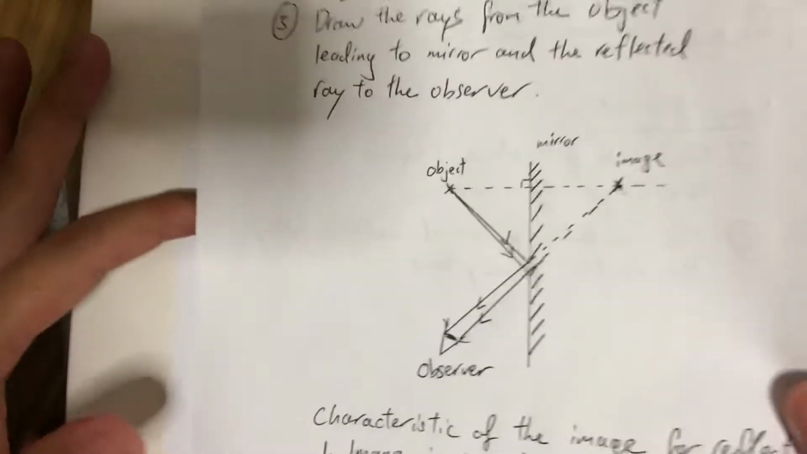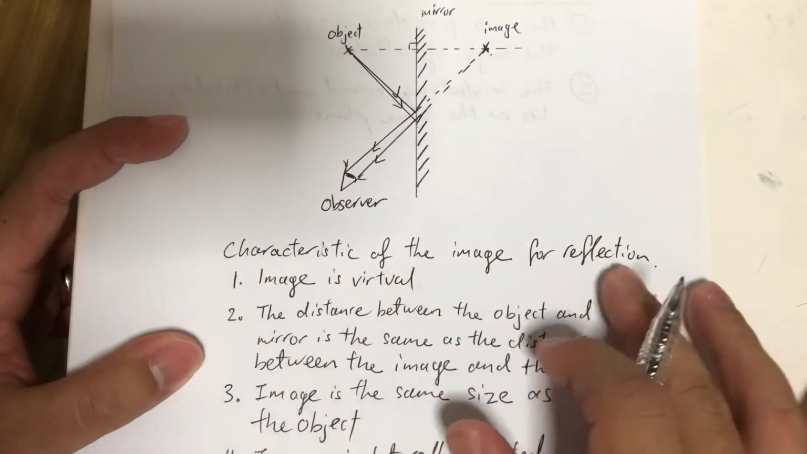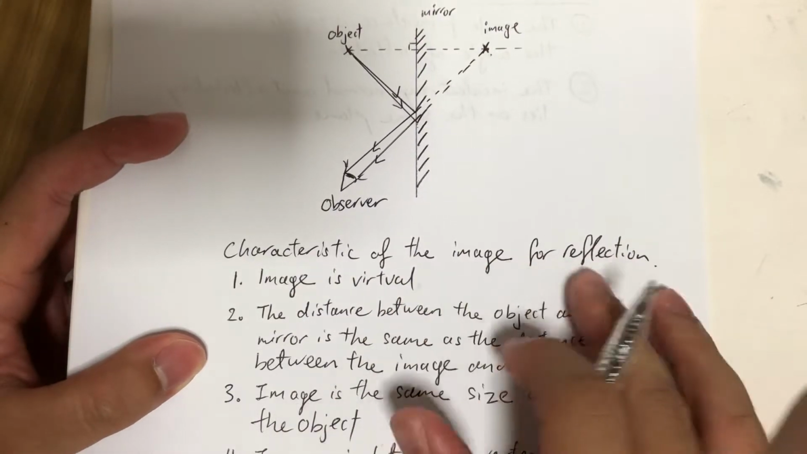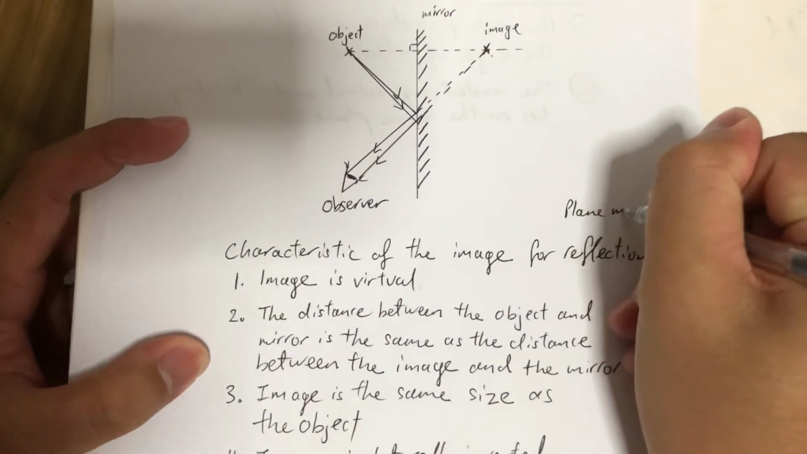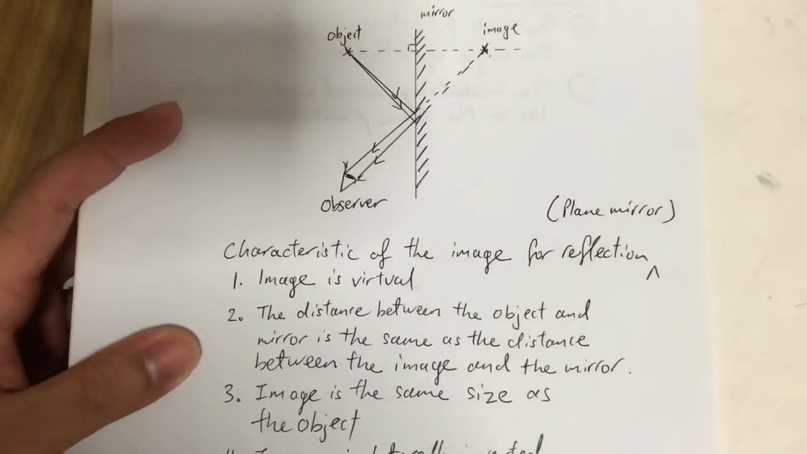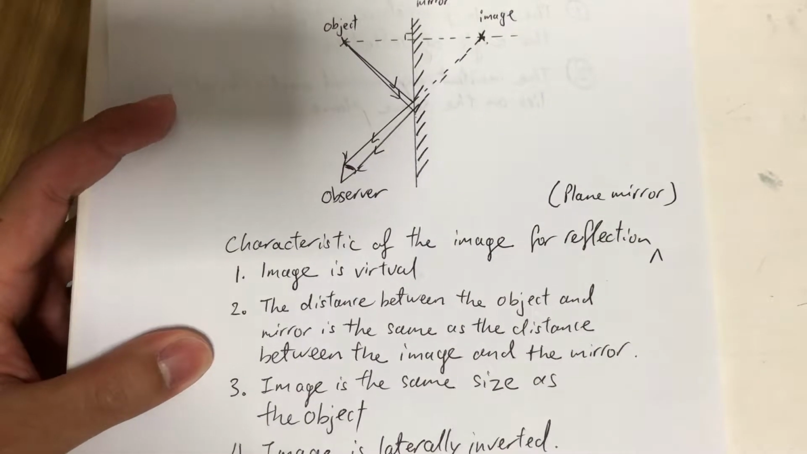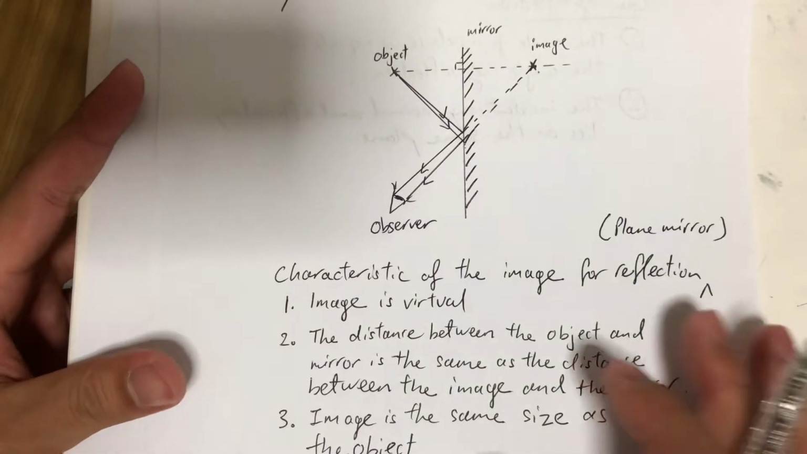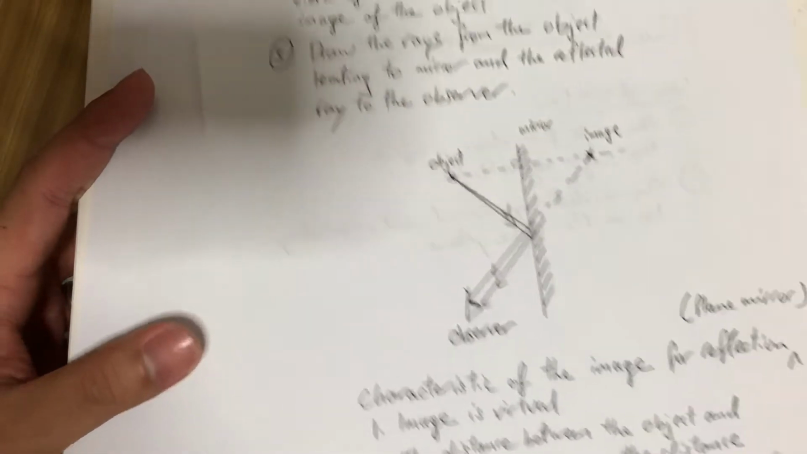But before that, can I come back to this part? Down here, when we talk about the characteristics of image for reflection, we are actually talking about plane mirrors. Plane mirrors just mean mirrors that are flat. It's not warped in any way. So it's actually the mirror that we usually use to look at ourselves in the bathroom.